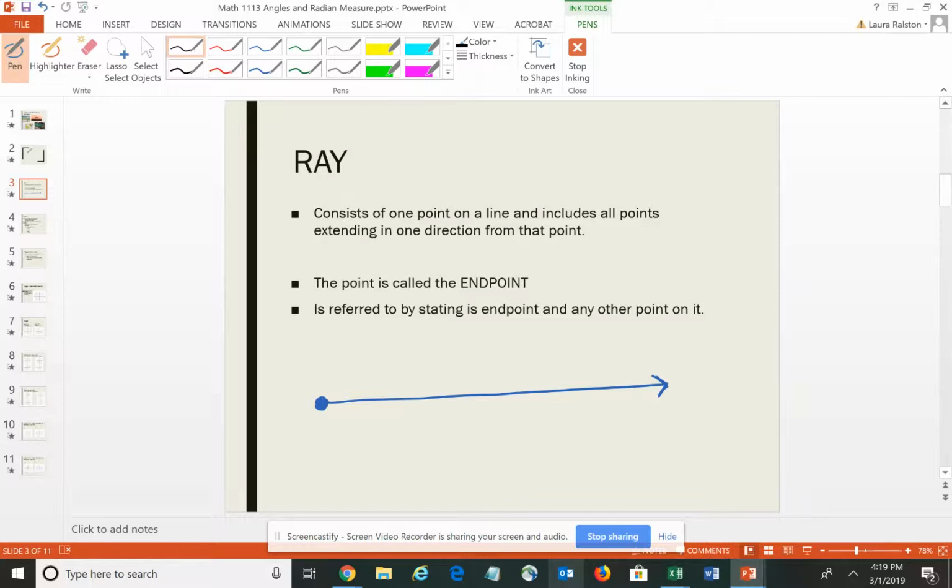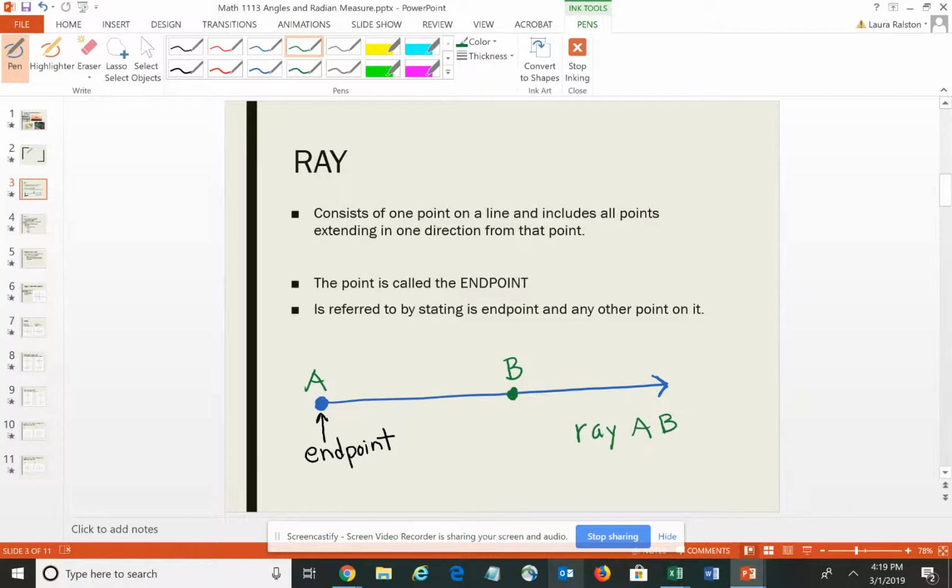That point where we begin is called the end point. And we typically refer to or name a ray using the endpoint. So I might name this endpoint A, and then we need at least one other point on the ray. So this would be ray AB. And when you name the ray, you always name the endpoint first and then the other point on the line.